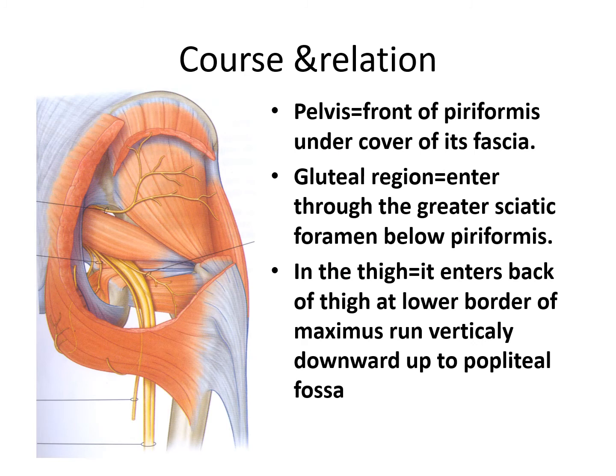The course and relation of the sciatic nerve: you see, below the piriformis it enters the gluteal region, deep to the gluteus maximus muscle, and at the lower part of the gluteus maximus muscle it enters the back of the thigh. In the pelvic region, it lies in front of the piriformis under cover of its fascia. In the gluteal region, it enters through the greater sciatic foramen below the piriformis. In the thigh, it enters the back of thigh at the lower border of gluteus maximus and runs vertically downward up to the popliteal fossa.